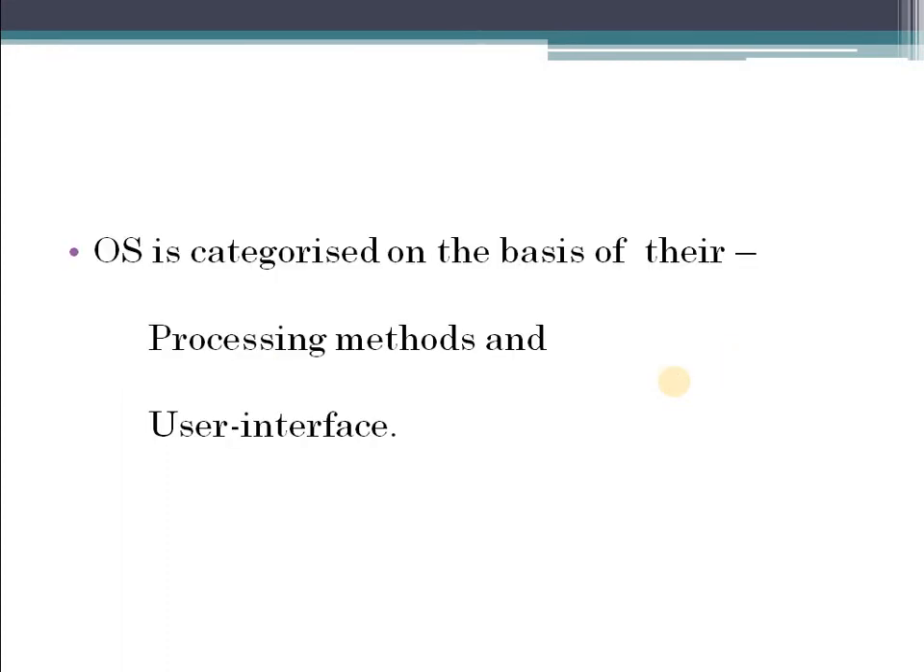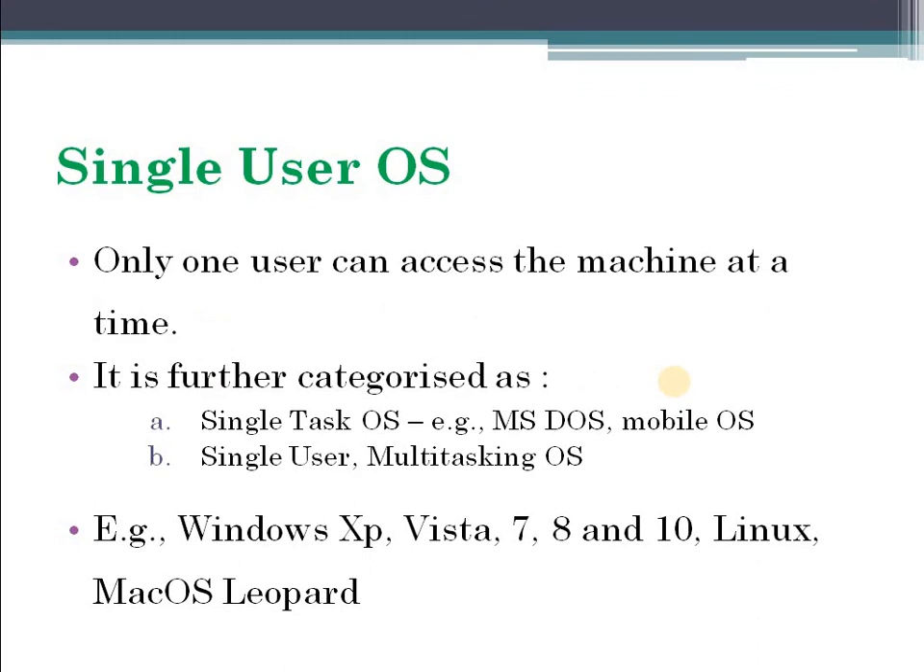The operating system is categorized on the basis of its processing method and user interface. These are the two major categories on which the OS is categorized. Now we will discuss first the categorization of OS on the basis of processing methods. The first category is single user OS.